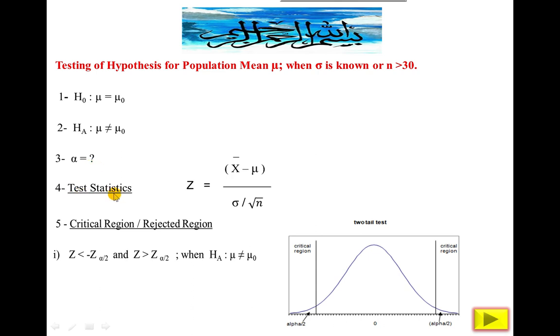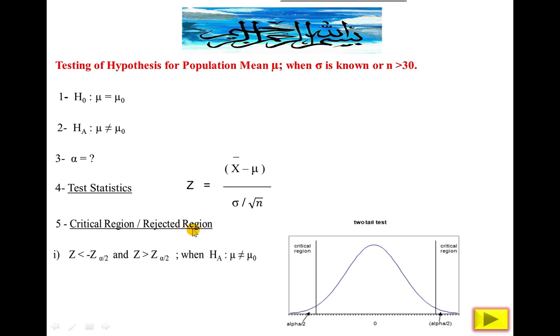Fourth step, test statistic, but we use the z-test. The formula of the z-test is approximately the same as the previous t-test, but instead of s we use sigma here, because in this sigma is known. In the t-test sigma is unknown, so we use the sample standard deviation. In the z-test this sigma is the population standard deviation. X bar is the same as previous, the sample mean, this is the population mean, and this is the sample size. You will obtain z calculated value or observed result.